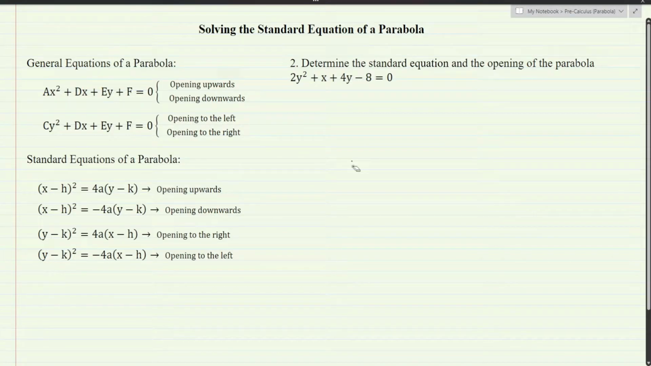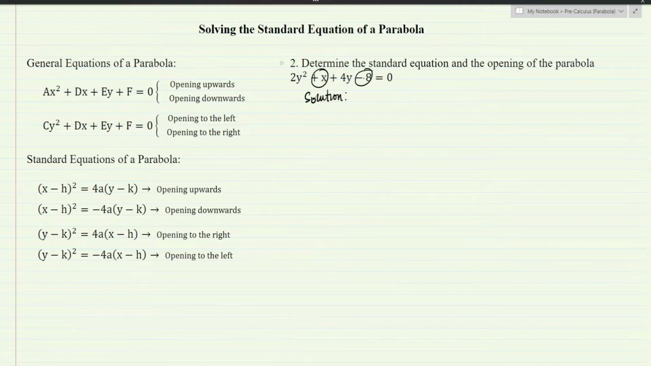Okay, for this problem, we have here the general equation, 2y squared plus x plus 4y minus 8 equals 0. Now, the first step here is we would need to transpose the terms x and negative 8 to the right side of the equation, so that the left side of the equation will have 2y squared plus 4y, and the right side of the equation will have negative x plus 8.